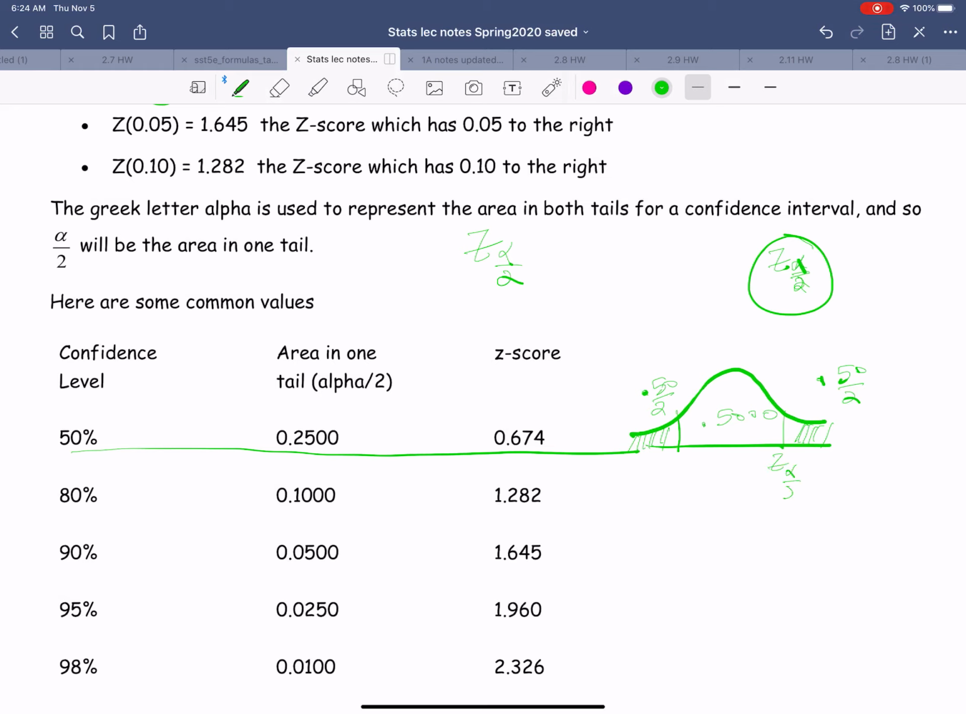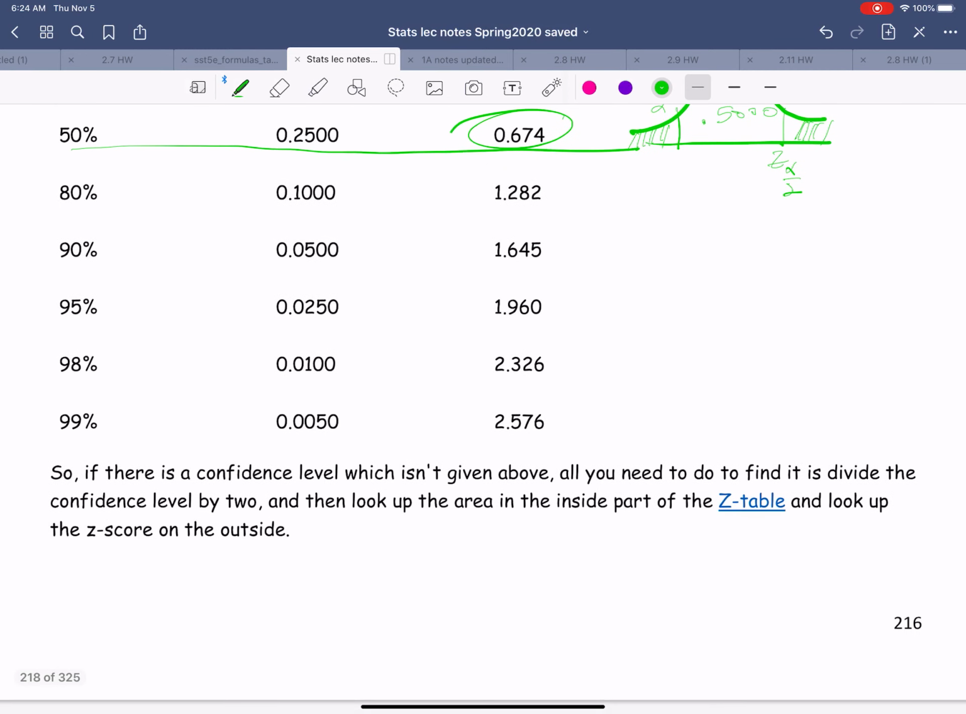Okay, so Z alpha over 2 is the critical value that has 0.50 divided by 2, which is equal to 0.25. So the critical value that has 0.25 area to the right is this. So if there's a confidence level which isn't given in the table, you will have to find the value. You will not have to divide the confidence level by 2, but the remaining area by 2. Okay, this is not confidence level by 2, remaining area by 2.